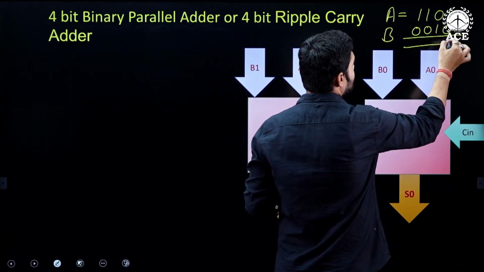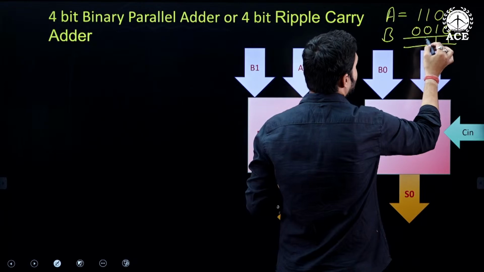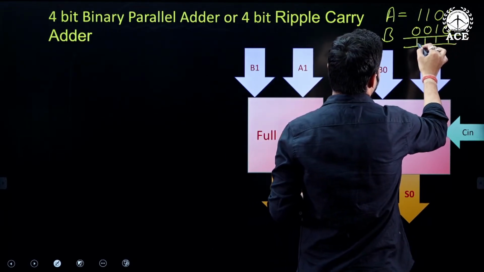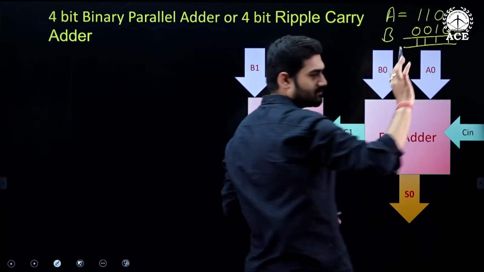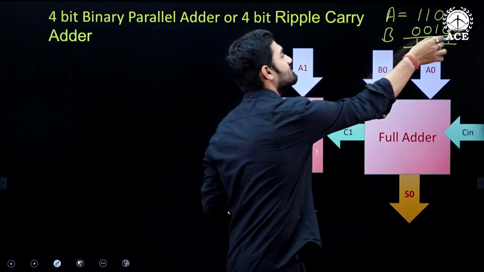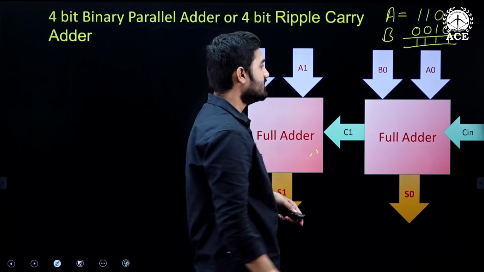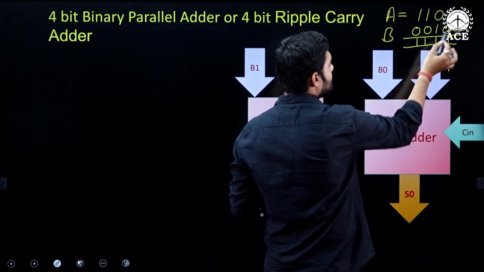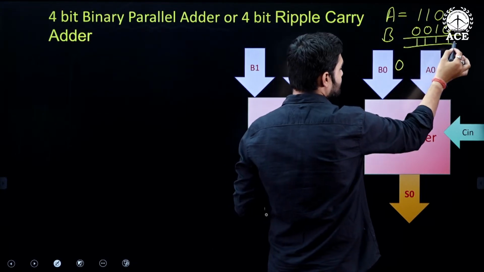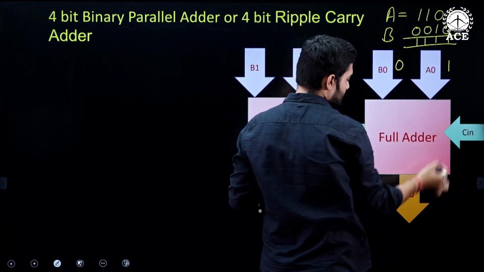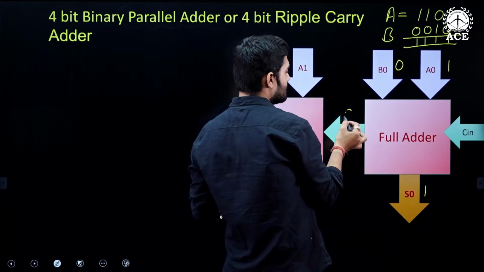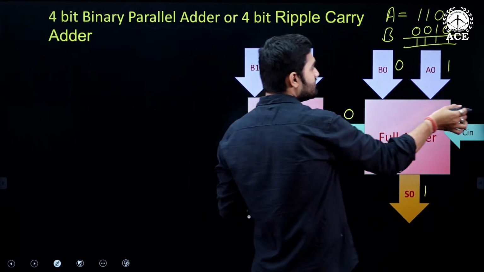The result should be 1, 1, 1, 1. That means 13 plus 2 is 15. I am taking unsigned numbers and this is the result, 15. That means A0, if I ask you what is my A0, 1. What is my B0? 0. Now this is a sum. What is your S0? 1. Fine. Is there any carry? No carry output. Is there any carry input?